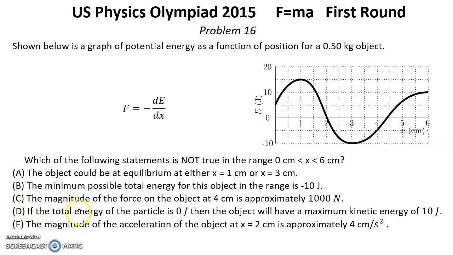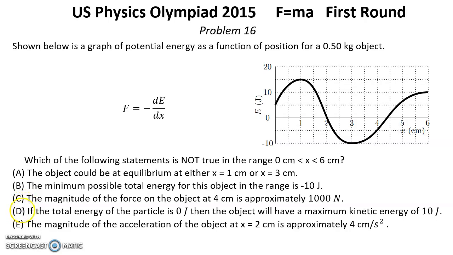D. If the total energy of the particle is 0 joules, then the object will have a maximum kinetic energy of 10 joules. That's true. If we have total energy at the 0 level, we have a maximum possible kinetic energy at point 3, where we have a minimum potential energy, negative 10. So the kinetic energy will be 10 joules, which is correct.